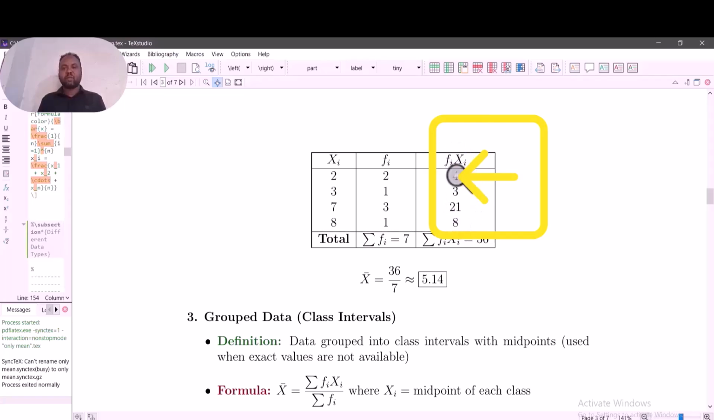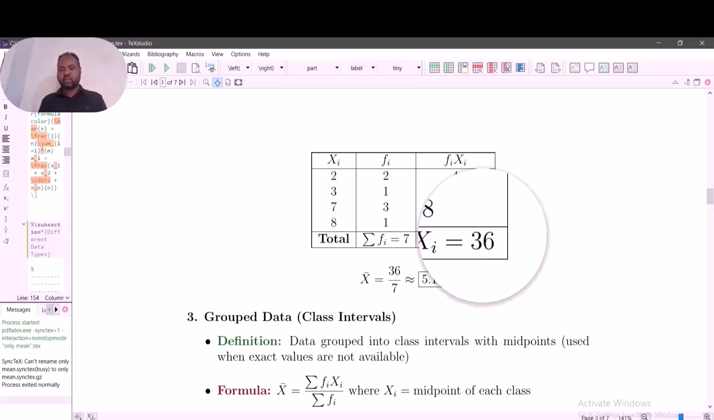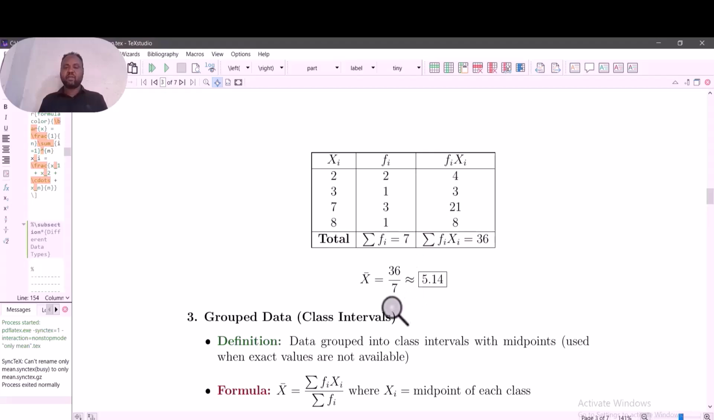This summation is the sum of the products of fi and xi, where i runs from 1 up to 4, because we have 4 distinct values here. We sum these rows and obtain 36. Then we divide by 7, giving the same result.